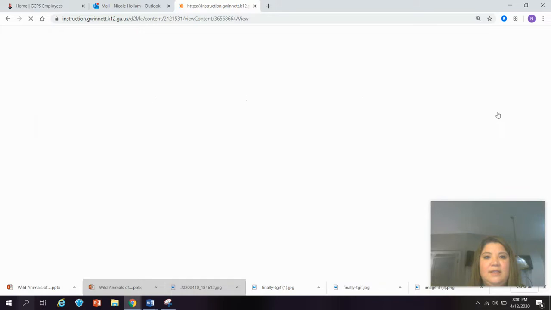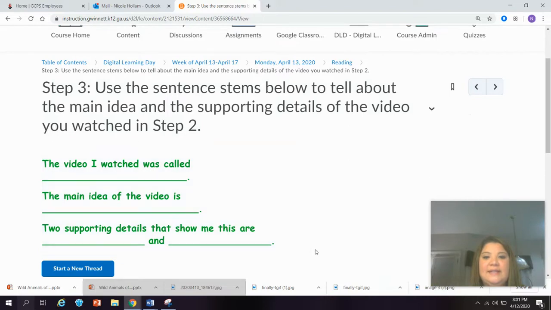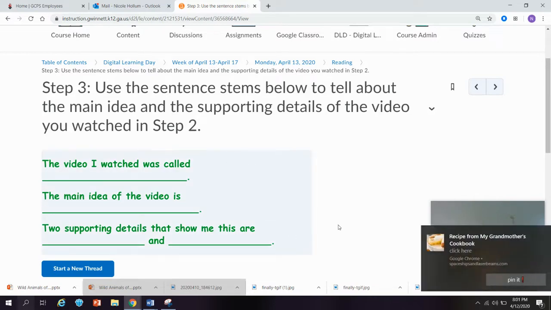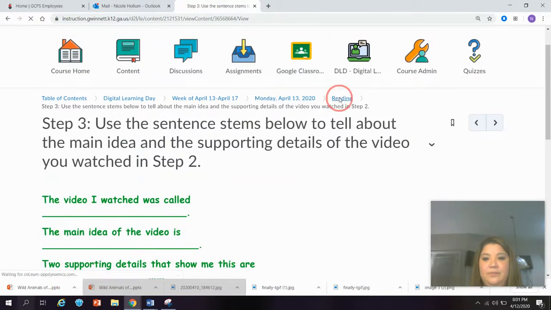The computer's being very slow. That happens. All right, so for step 3, you get to use these sentence stems, and you're going to tell about the main idea and the supporting details of the video that you watched. I expect you to use 3 of these to tell about your video, okay? You're going to start a new thread there. So that's going to be your reading for today.